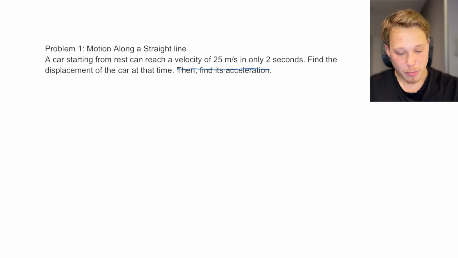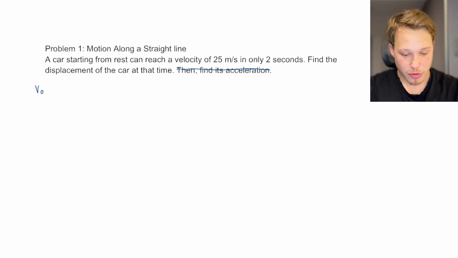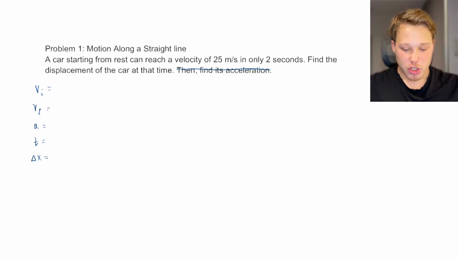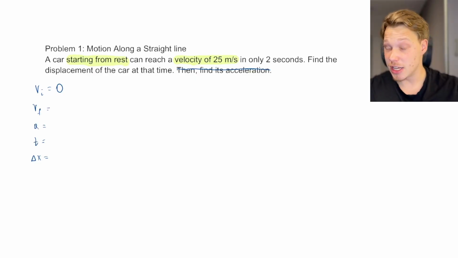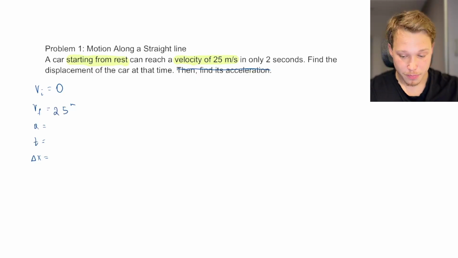Let me just write down all of the variables: initial velocity, final velocity, acceleration, time, and displacement. I would advise you to write all 5 of them in every single problem. So, a car starting from rest. Notice again this keyword right here: starting from rest. Reaches a velocity of 25 meters per second. So we started at rest, initial velocity is 0. Final velocity is this 25 meters per second in only 2 seconds. 2 seconds, of course, talks about time.